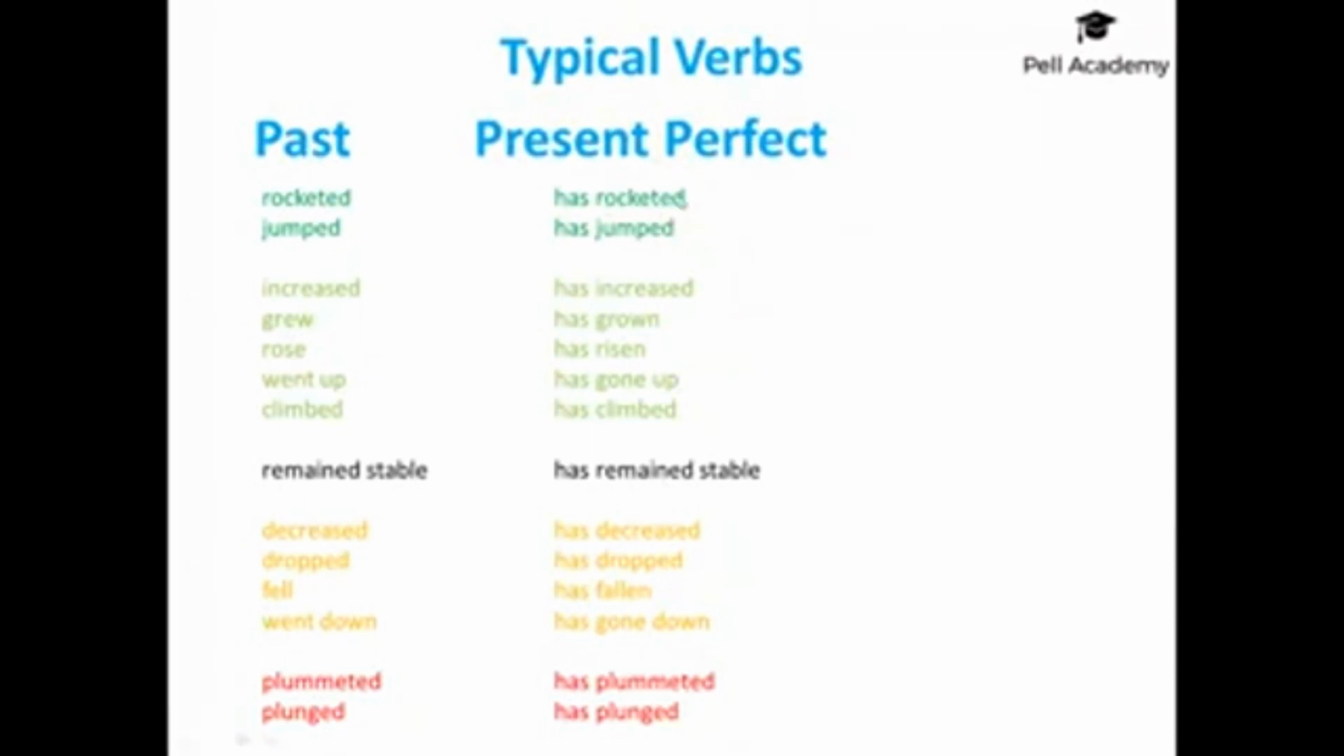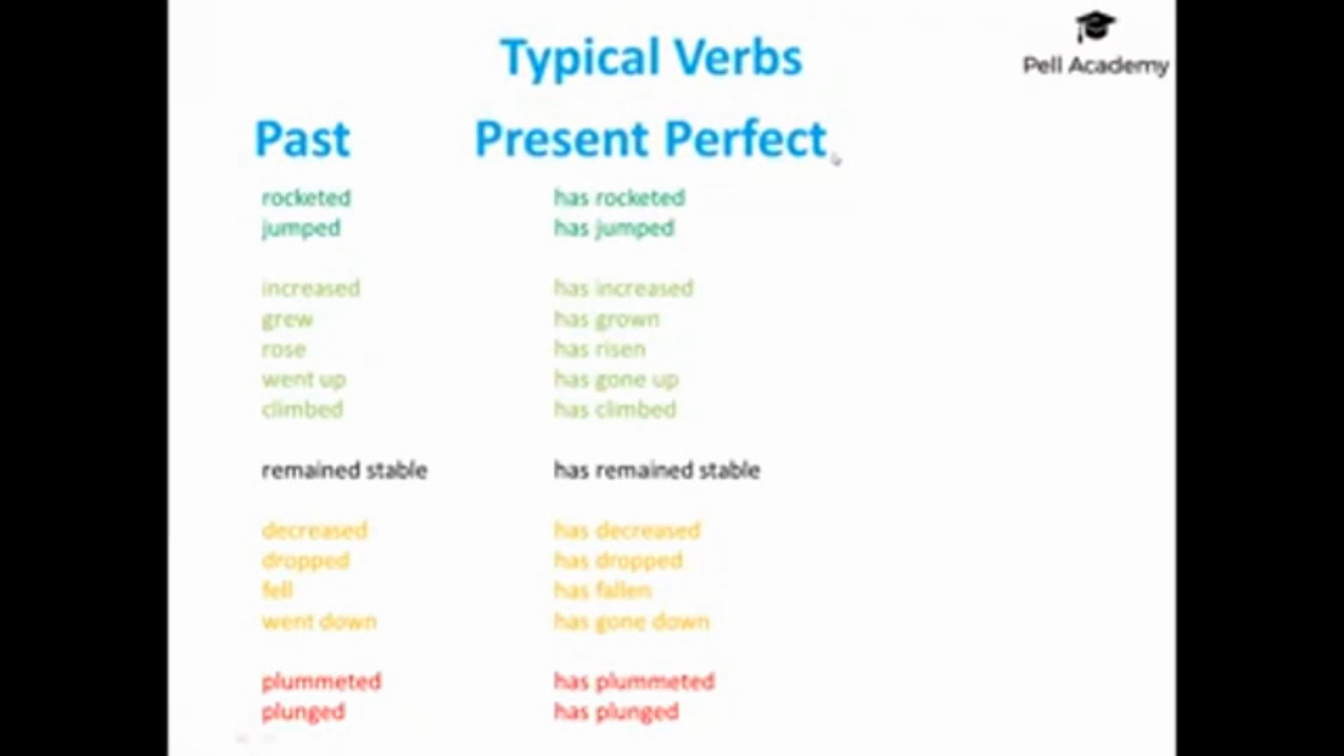So here we have has rocketed, has jumped, has increased, has grown, has risen, has gone up, has climbed, has remained stable, has decreased, has dropped, has fallen, has gone down, has plummeted, has plunged. With those, you need to be very careful, obviously, of the irregular ones. We have quite a few here: grown, risen, gone, fallen, gone again, that are irregular. So you need to make sure that you remember those accurately.